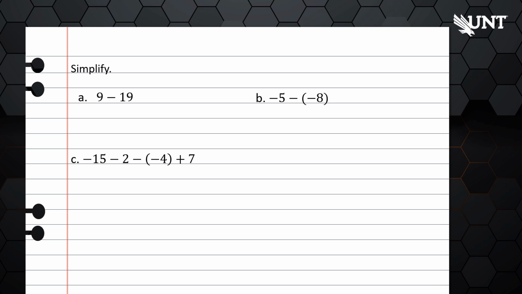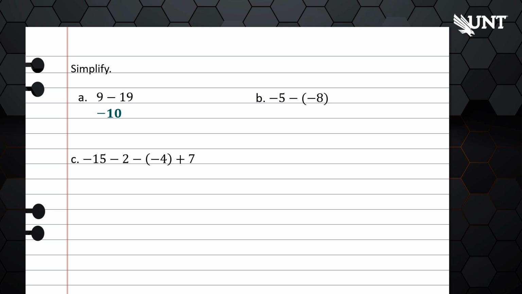Simplify. For A, the problem reads 9 minus 19. Now recall, a number always takes the sign directly in front. So 9 appears to be positive. Now minus 19, that 19 takes the minus sign and holds it closer, which means we interpret that as a negative 19. So we have a positive 9 and a negative 19. Since they have different signs, we subtract, keep the sign of the larger value, which gives us negative 10.